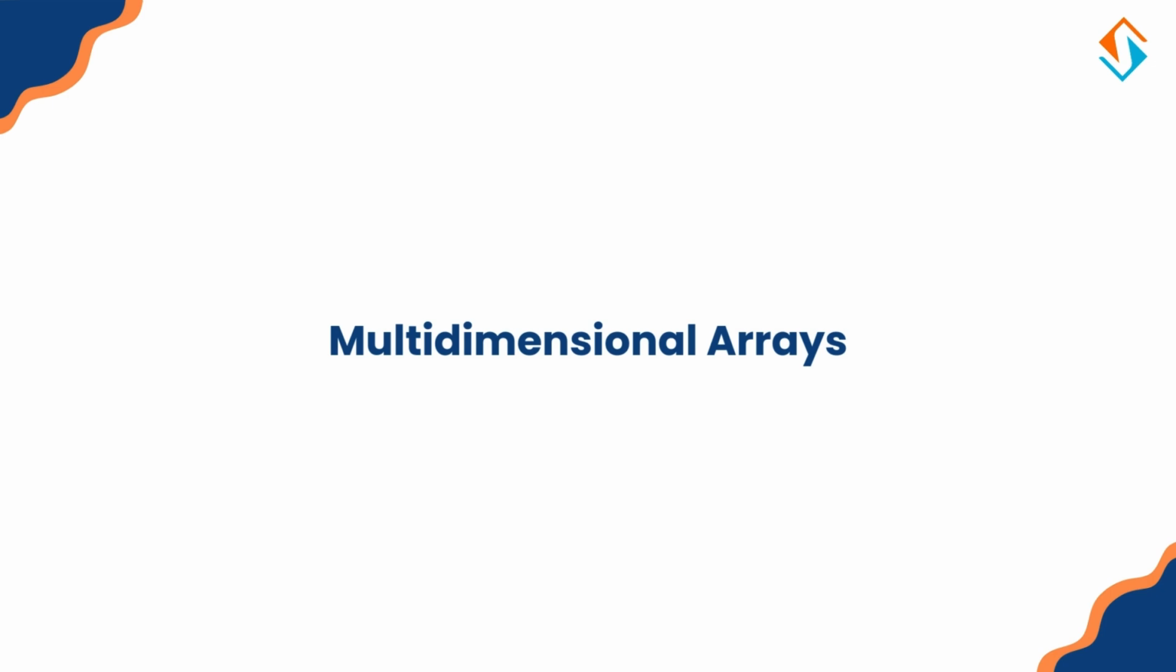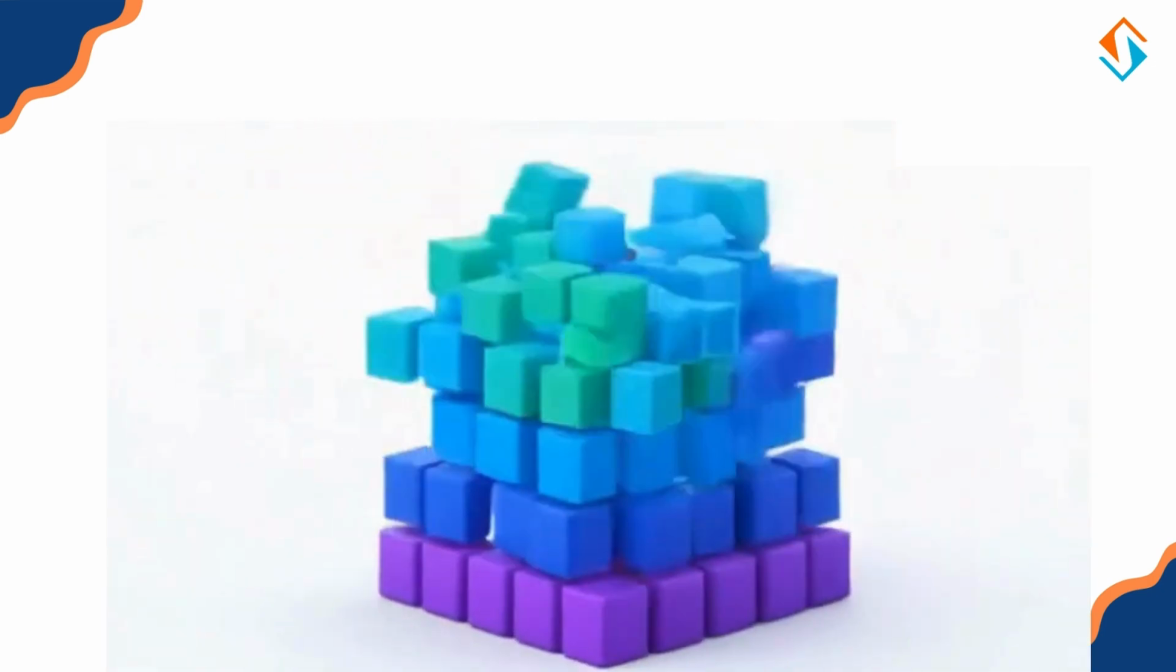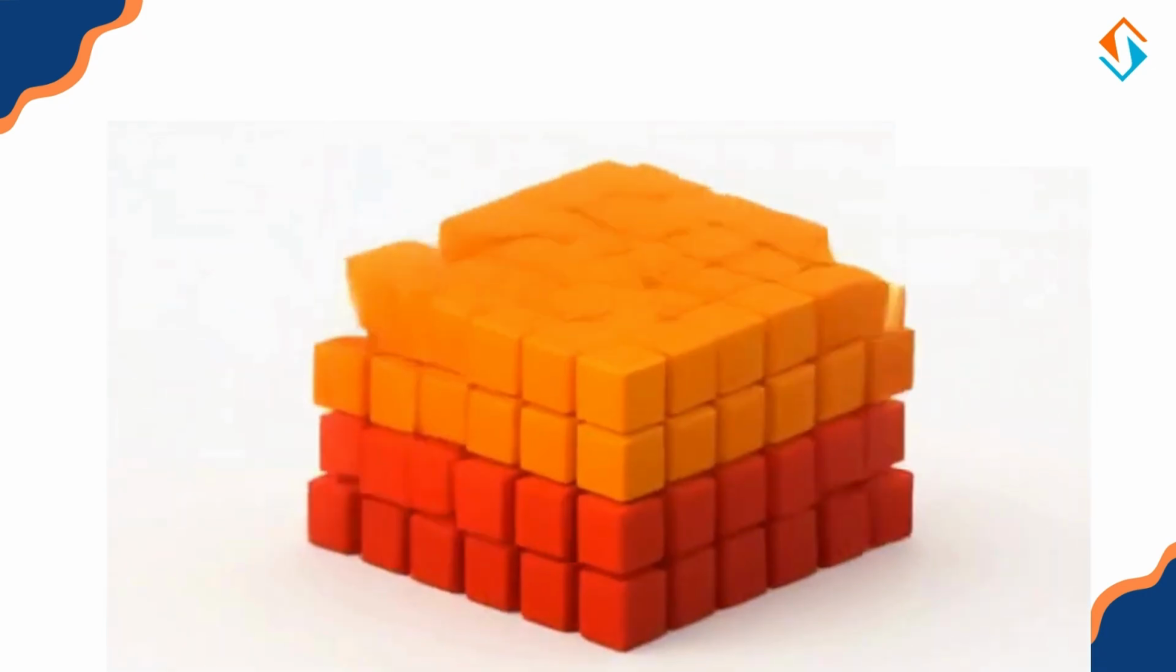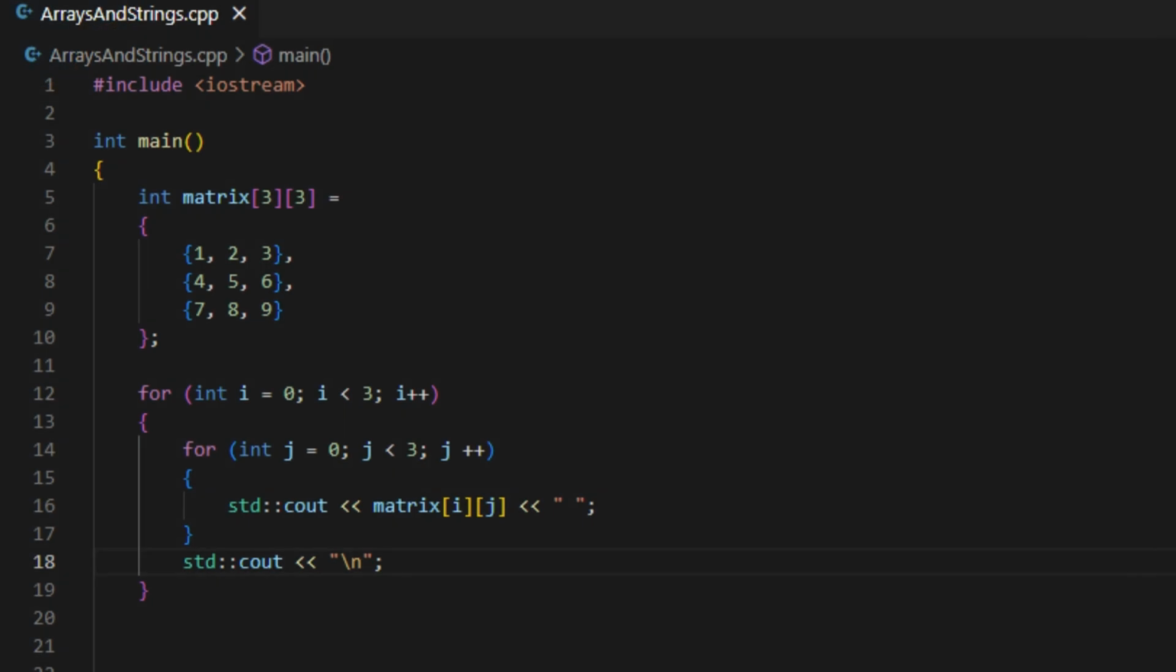Now let's talk about multidimensional arrays. These are arrays of arrays. They're great for representing grids, tables, or matrices. Here's an example of a two-dimensional array. In this example, matrix is a two-dimensional array with 3 rows and 3 columns. The nested for loops print each element row by row. You can extend this to as many dimensions as you need, though 2D arrays are the most common.